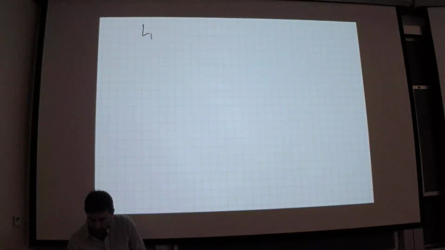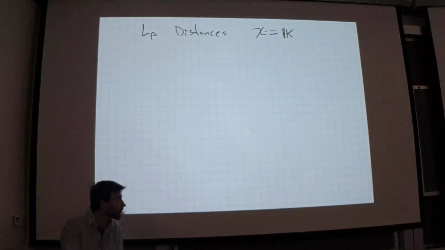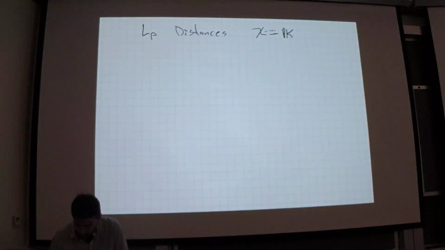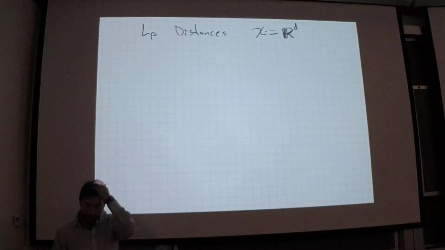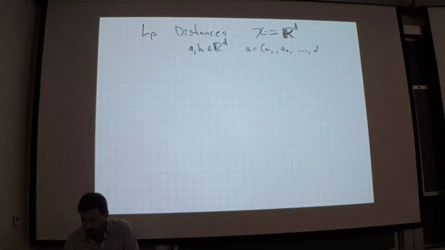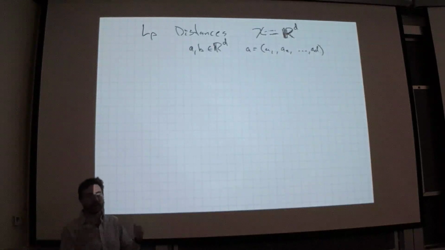let's see. I want to talk about LP distances, and so these are defined where the class of objects I'm talking about is going to be R^d. So it's going to be the space of d-dimensional vectors. That means that A and B are in R^d, and that means that I can write A as the vector A1, A2, up to Ad. So I've got d coordinates, and each coordinate is going to be a real value.